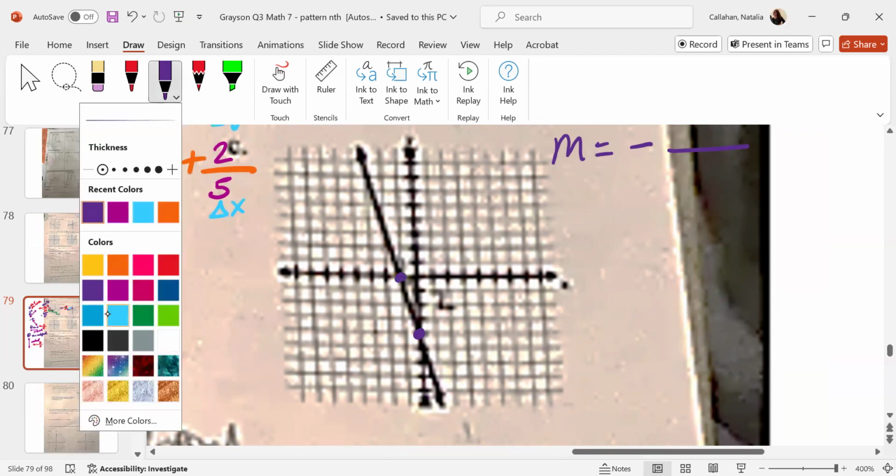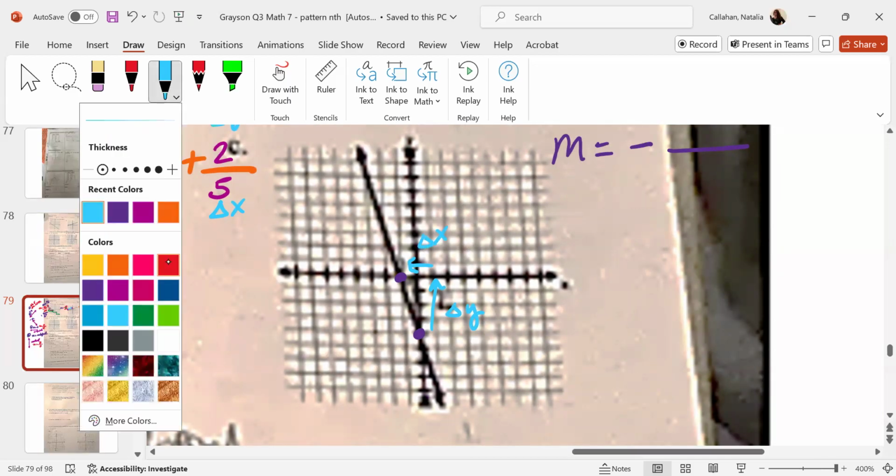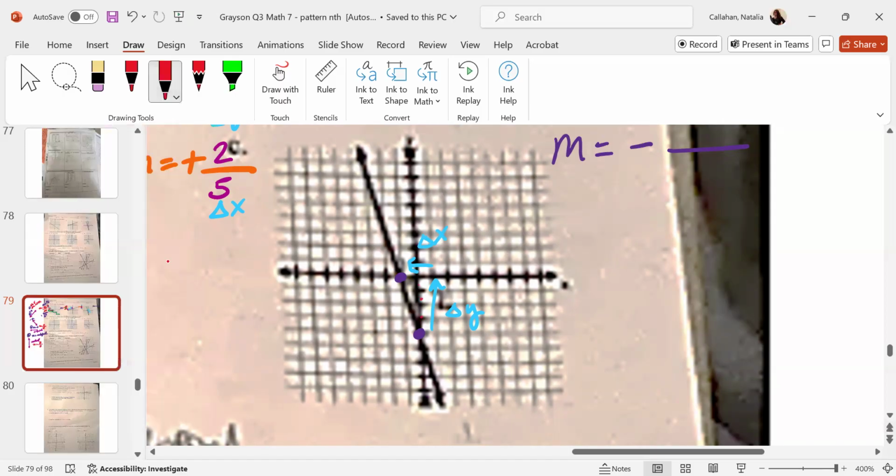So then again, figure out what is your change in x and what is your change in y. Change in y is going up and down, right? Change in x is going left to right. So what is it? 1 and 2? It doesn't look like 1 and 2. The change in y is all the way from the first purple point to the next purple point. How many steps are you going up and down?